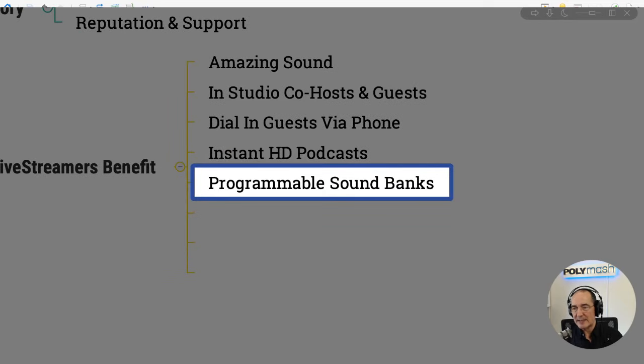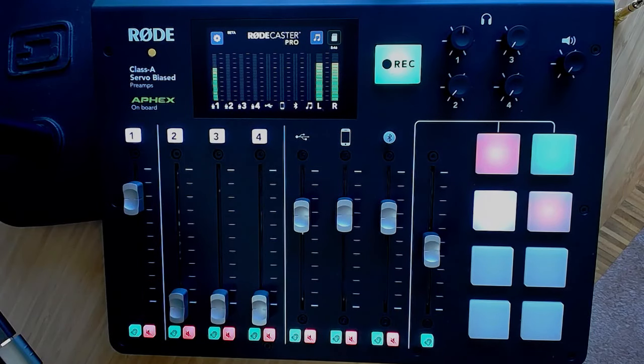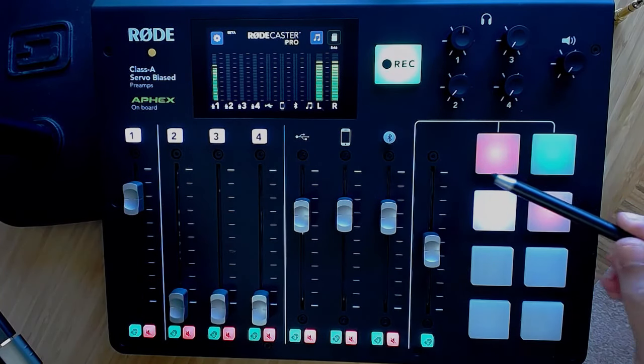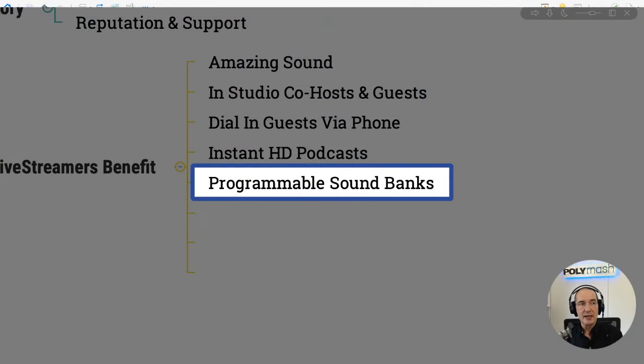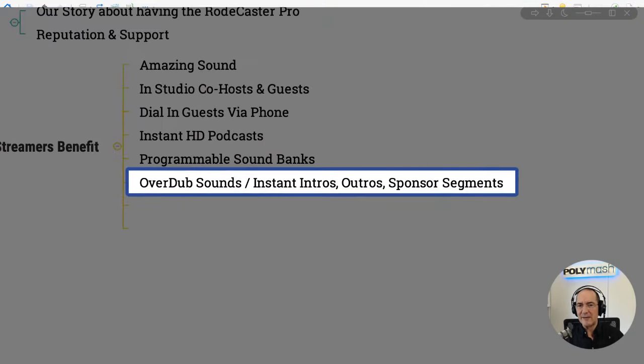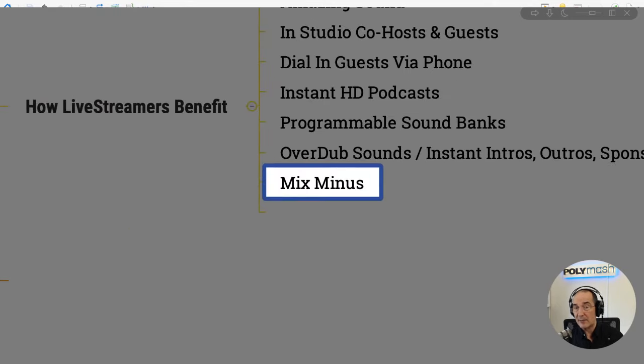It has those programmable sound banks right on it. And we'll go into that. You can see that here it is sitting here, and the sound banks are pre-programmable, both by you recording something into them, by overdubbing over a piece of music, and by mixing down stuff, as well as downloading to it from your device. So programmable sound banks are another benefit that I could think of. This ability to overdub sounds and create instant intros and outros or sponsor segments while you're on air, I think that would be fun to play with.